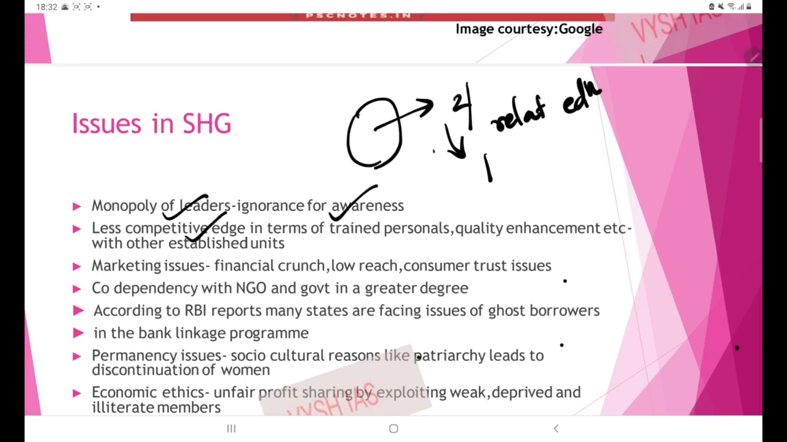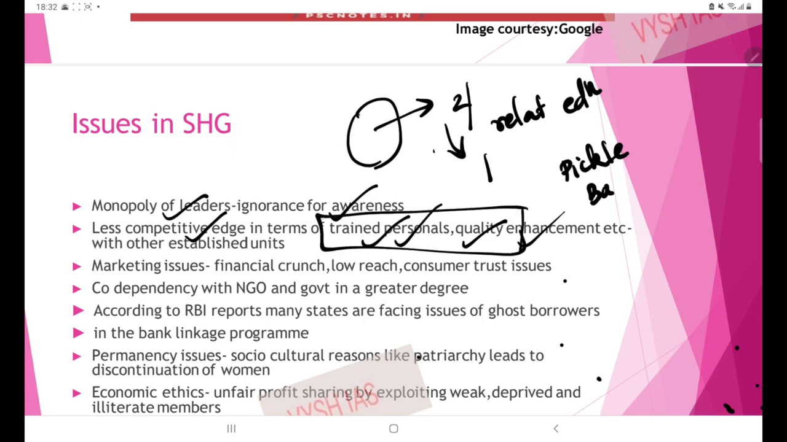Then there is less competitive edge in terms of trained personnel, quality enhancement, etc. They have certain establishments, like pickle establishments, baking industries, and other small scale industries. When such industries come to the forefront, the problem is that quality is not assured, and they do not have adequate inputs to enhance quality. Then there is the lack of trained personnel. These two issues invariably make their products or their marketing less competitive than that of other established units.